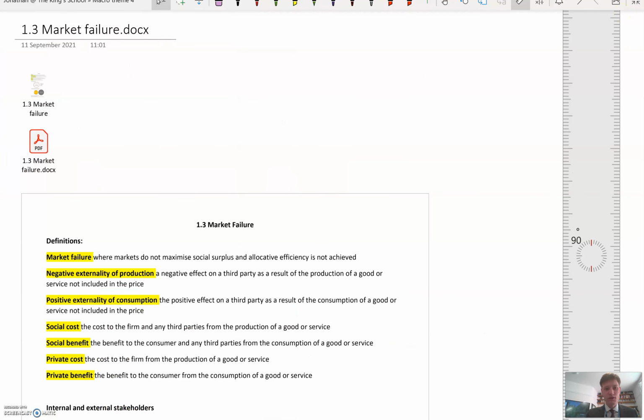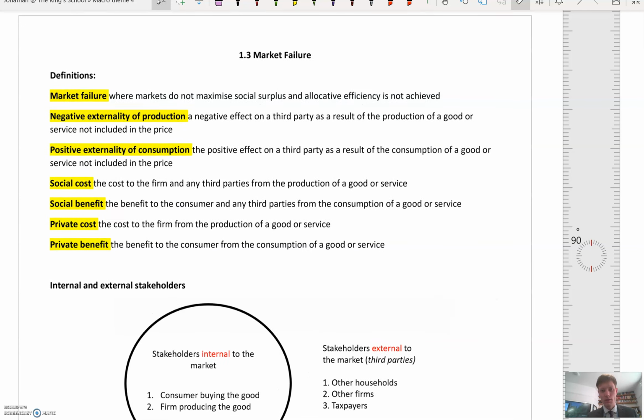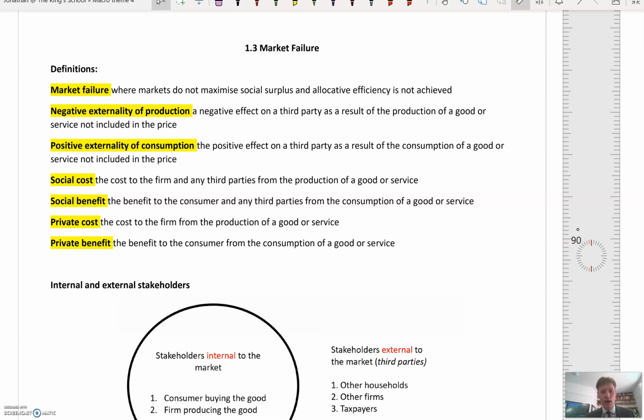Hello and welcome to my revision video on market failure and externalities. This is going to be quite tight, so I will be going through it quite quickly.